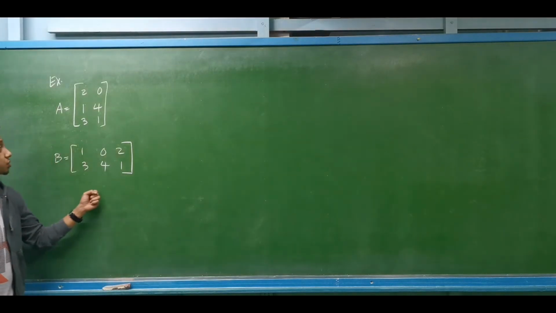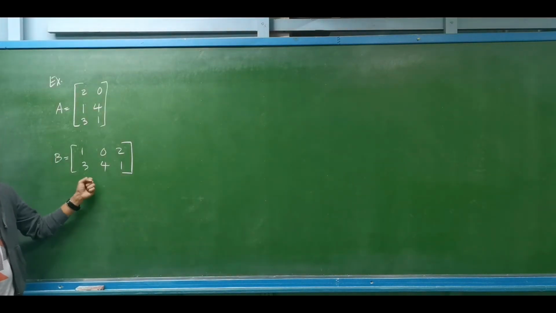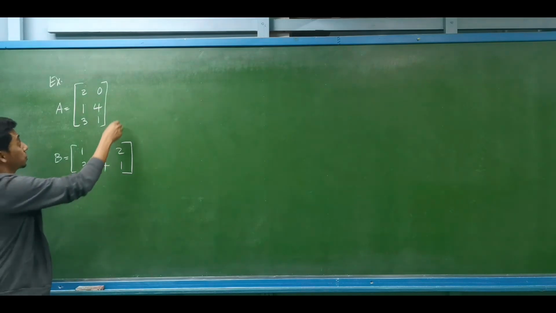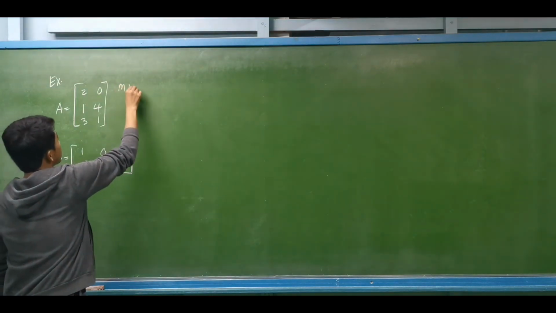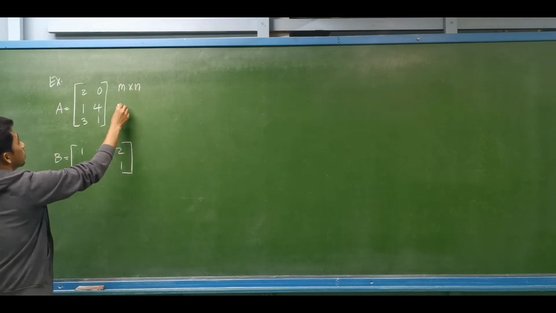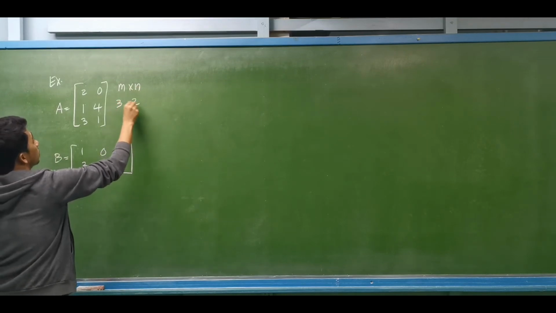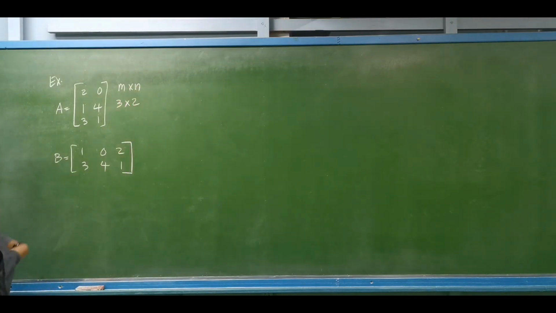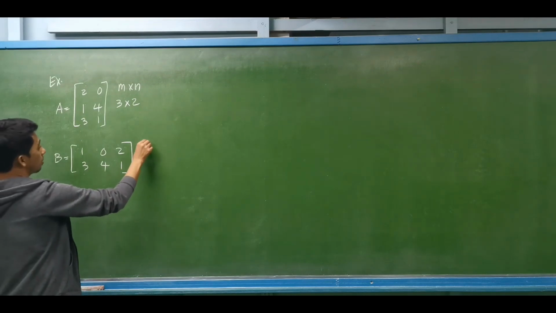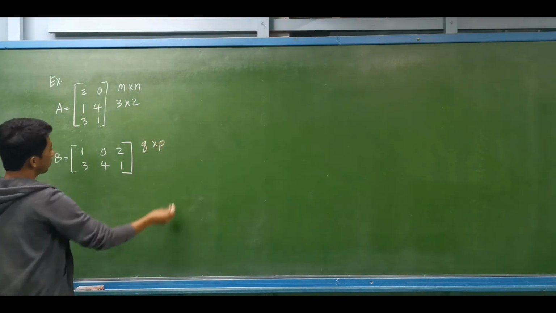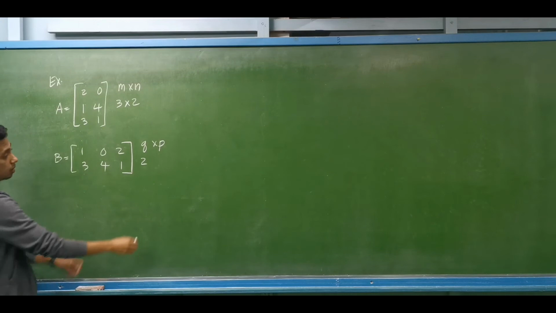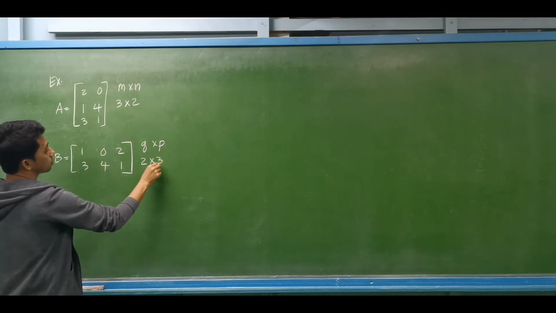And so let's have another example. For example, we have matrix A. What is the dimension of matrix A? This is m by n. So we have 3 rows and 2 columns. For matrix B, this is q by p. We have 2 rows by 3 columns.